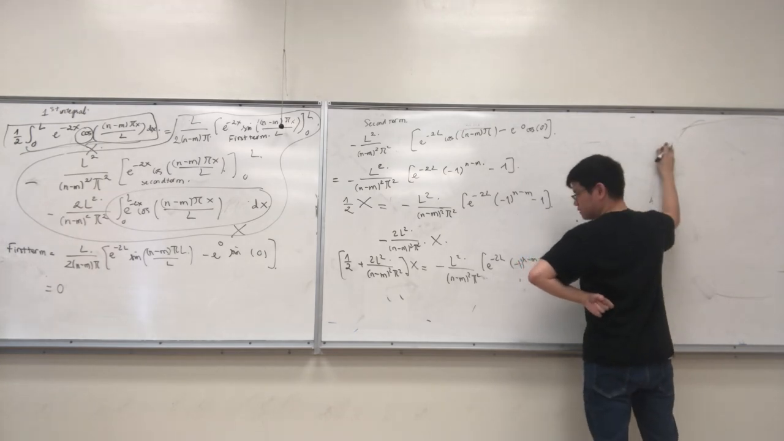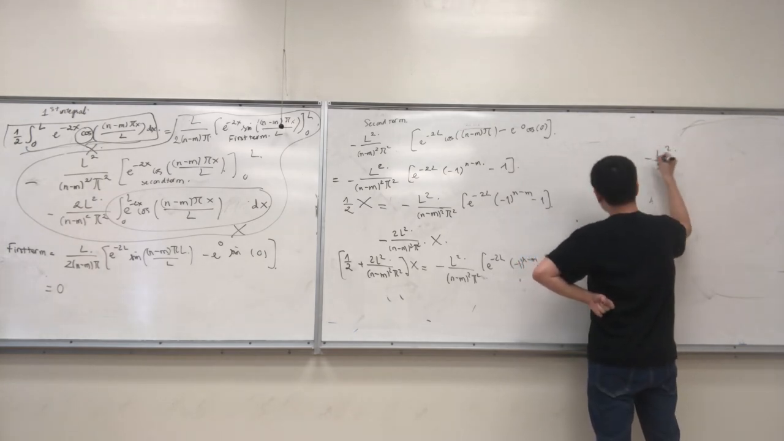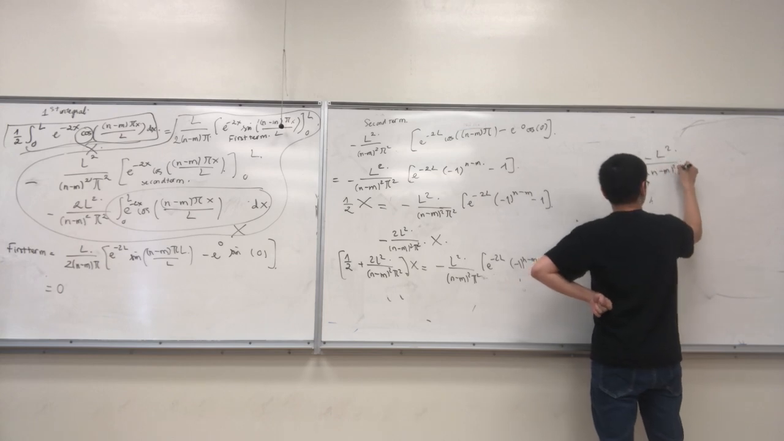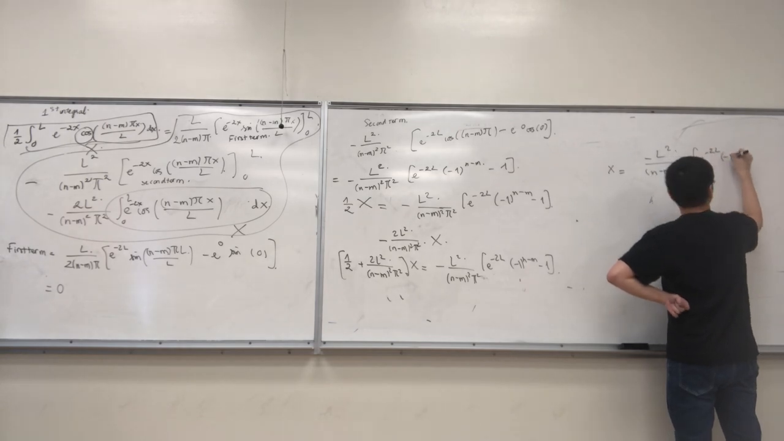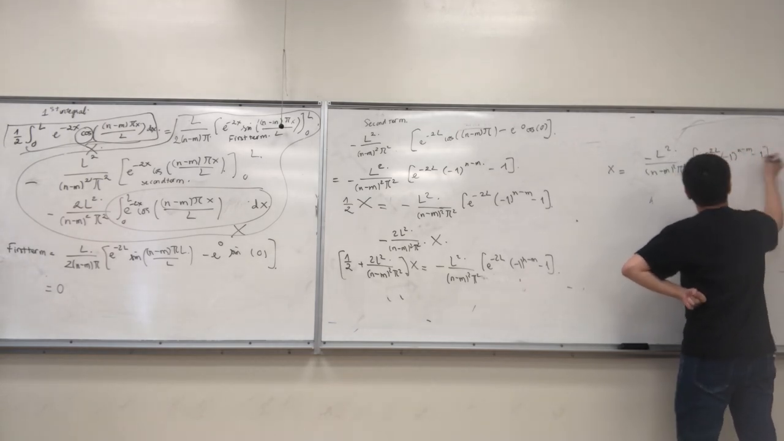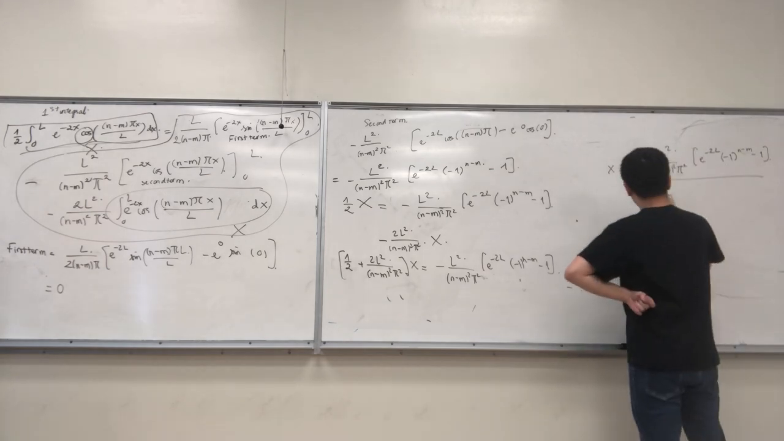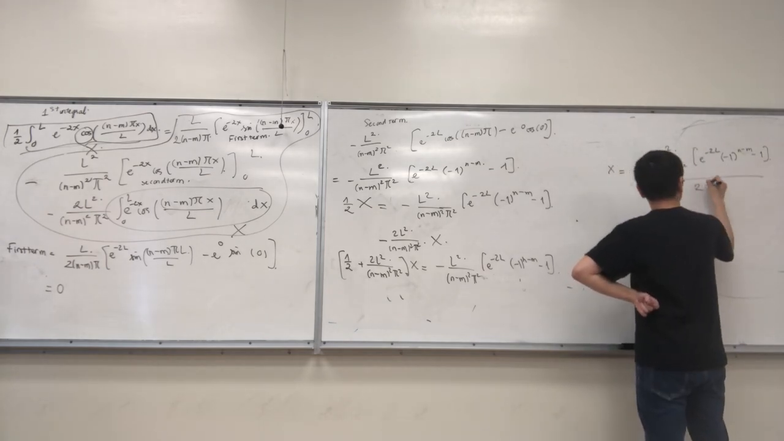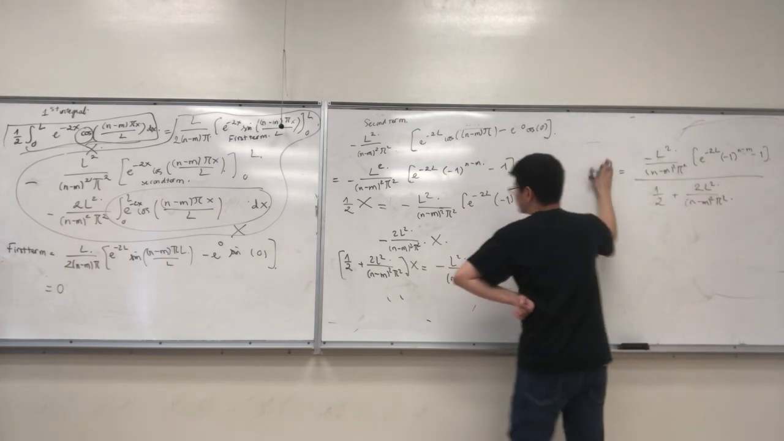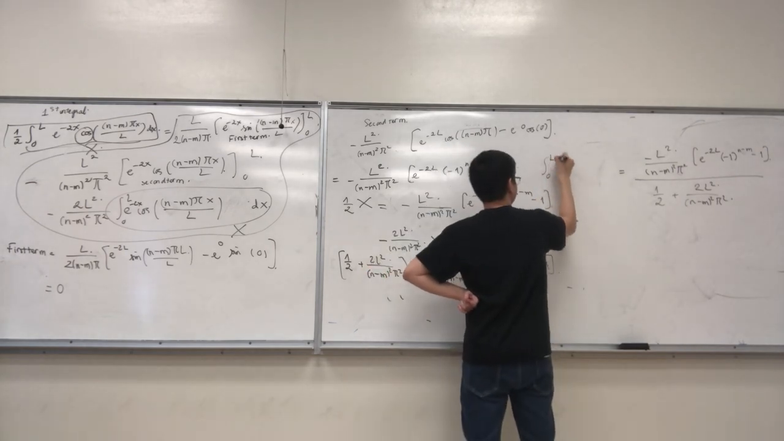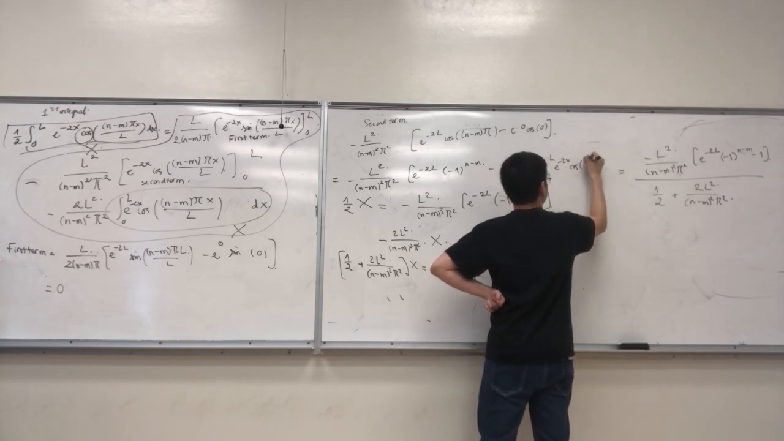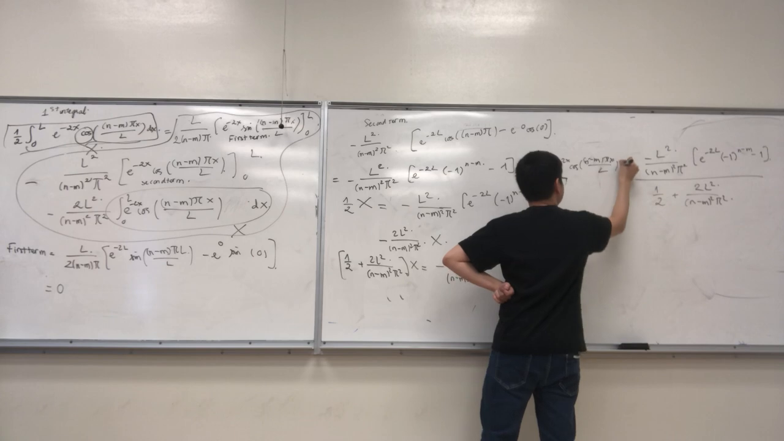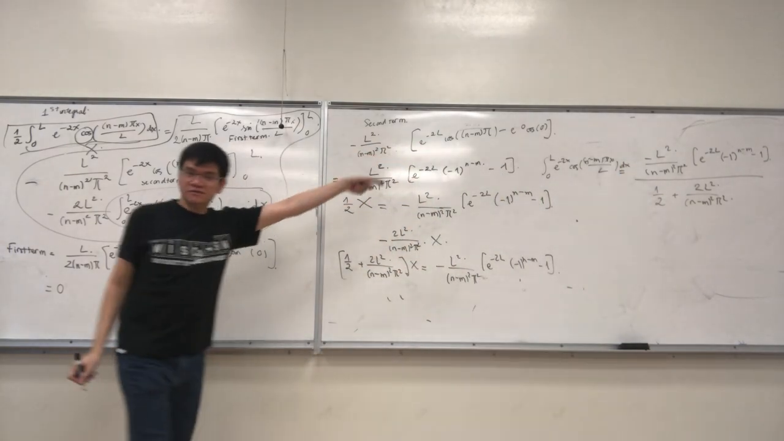X will be minus L squared over (n minus m) squared pi squared, e to power minus 2L, minus 1 and minus m minus 1, dividing by 1/2 plus 2L squared over (n minus m) squared pi squared. So I'm going to replace this X by that integral. Integral from 0 to L exponential minus 2x cosine of (n minus m) pi x over l dx will be this one. This is the final answer, right?